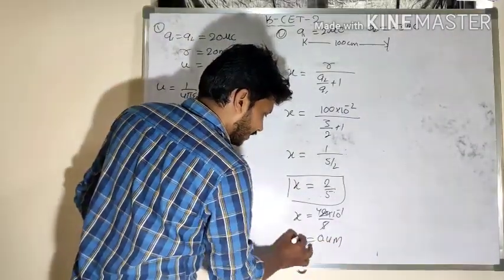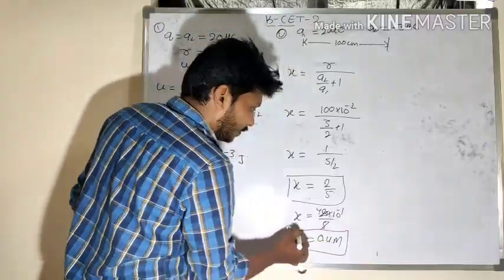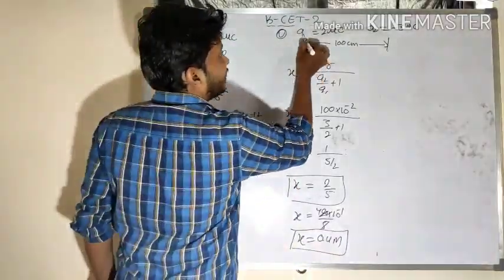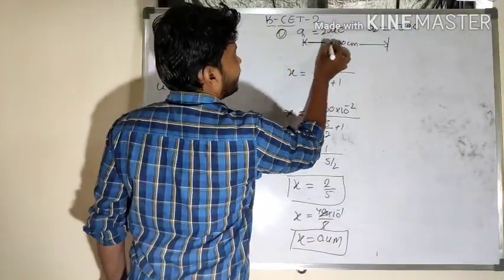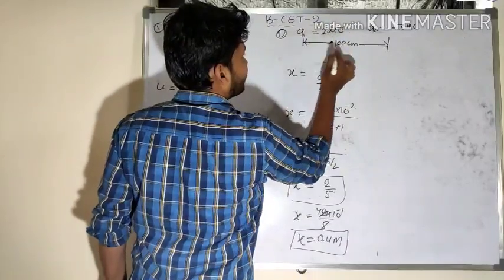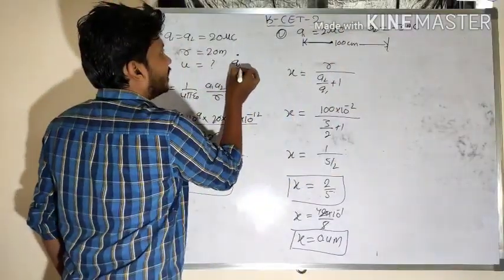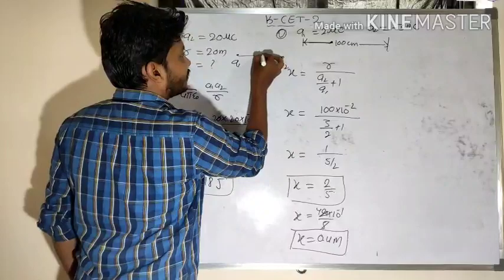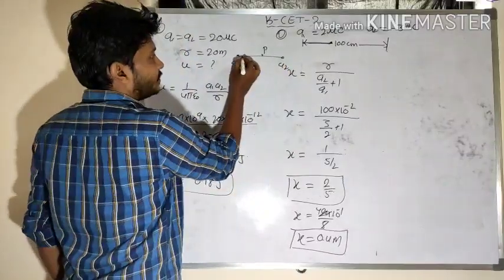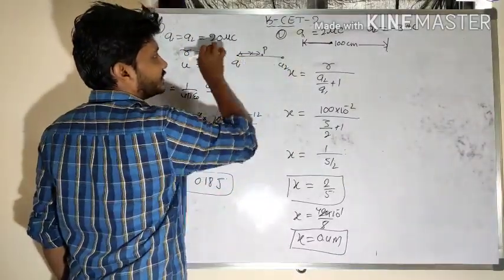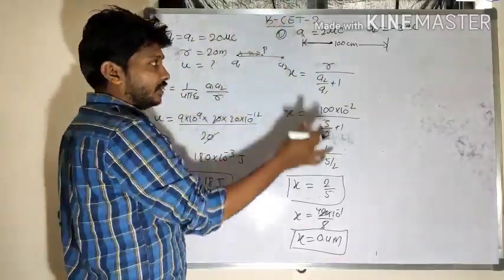So what's that x value here? x value is 0.4 meter. So that is along the positive x axis here. So zero potential exists, for example, this is charge q1 and this is charge q2. Here that potential is possible. Zero potential is at a distance x, so that is along that positive x axis.